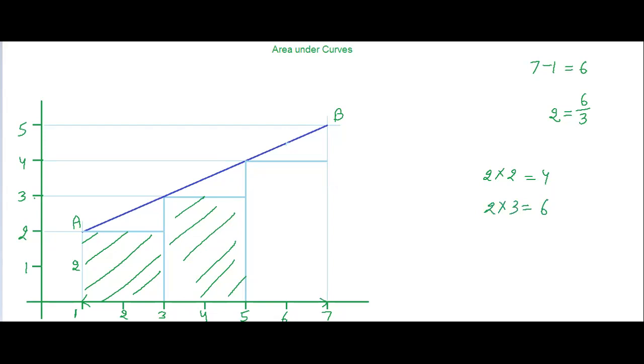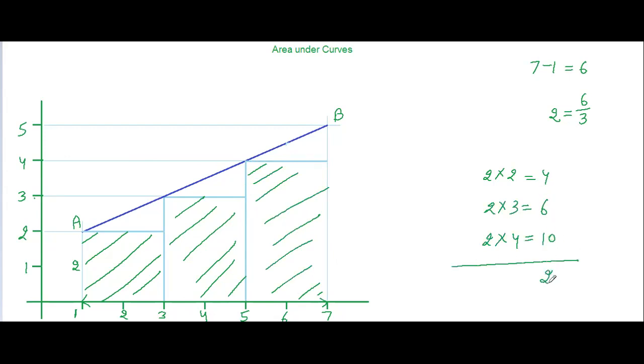Then this very rectangle also has the width 2. But let us see what is the height of this rectangle. As read from the graph, the height is 4. So 2 multiplied by 4 is the area of this rectangle. If we add these, this area comes out to be 20.